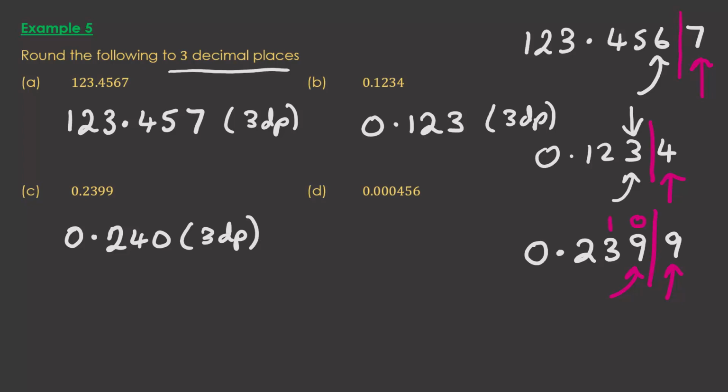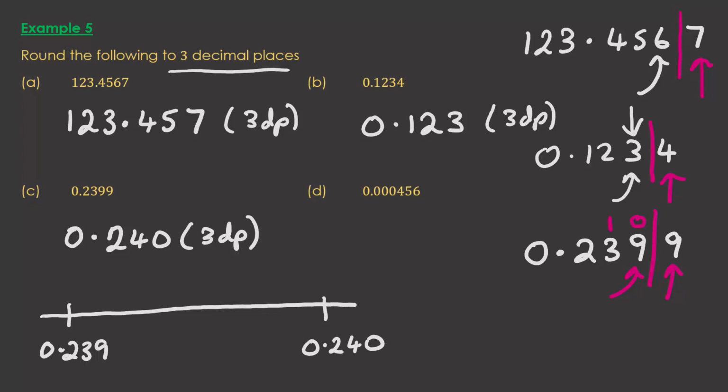Now I'm just going to explain that one a little further. If we had a number line and we were counting in thousandths, then at some stage we would have 0.239, and the next one up would be 0.240. Exactly in the middle there would be 0.2395. Our number was 0.2399, which is here, and that's why it rounds to 0.240.